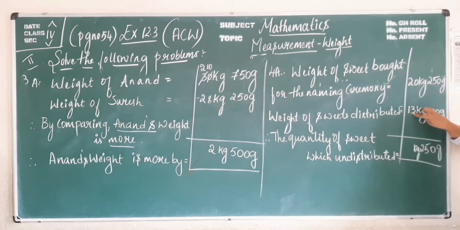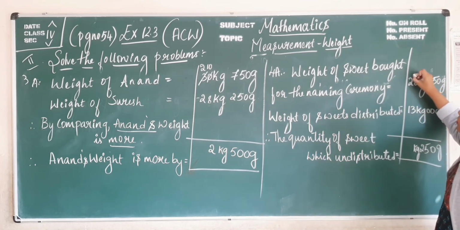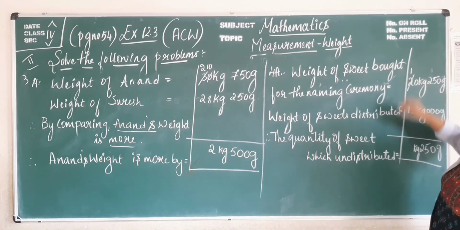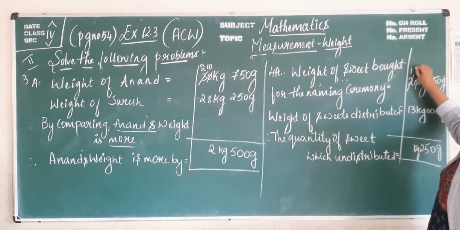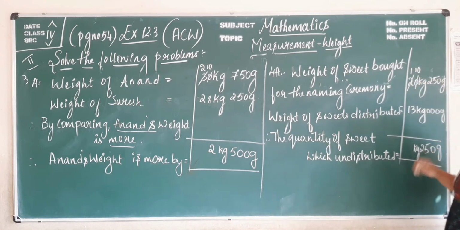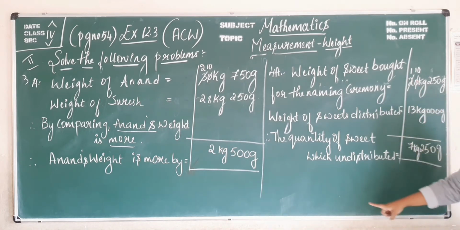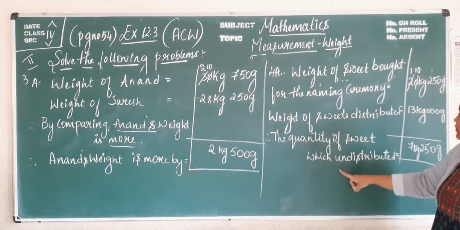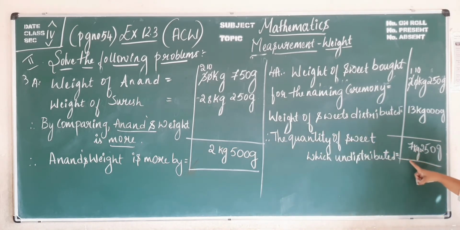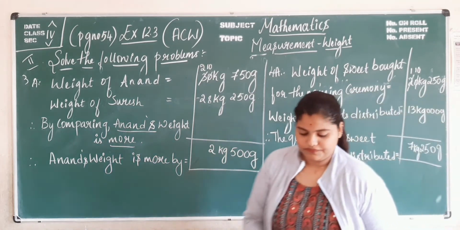Next, 0 minus 3. Can I subtract 0 minus 3? Not possible. So I will take a borrow. 2 goes, 1 comes, 0 goes and 10 comes. What is 10 minus 3? 7. What is 1 minus 1? 0. Therefore, the quantity of sweet which is undistributed is equal to 7 kg 250 grams. Is it clear? Yes.